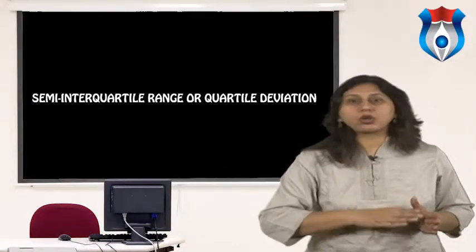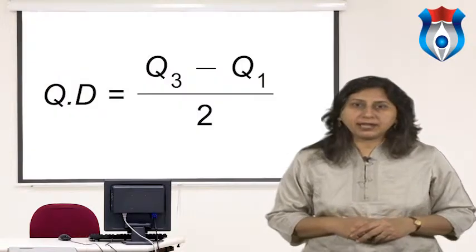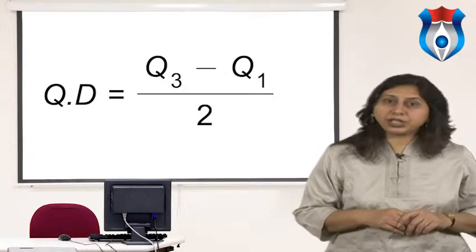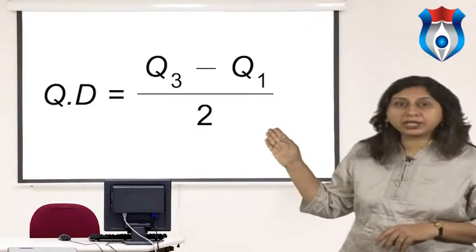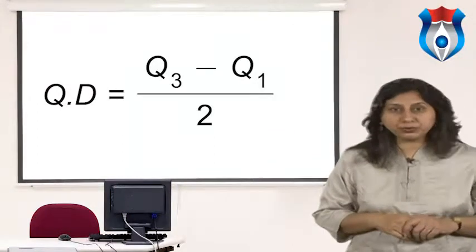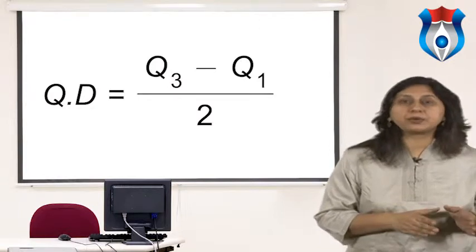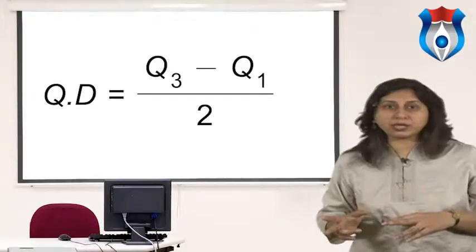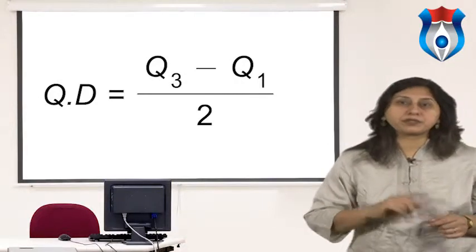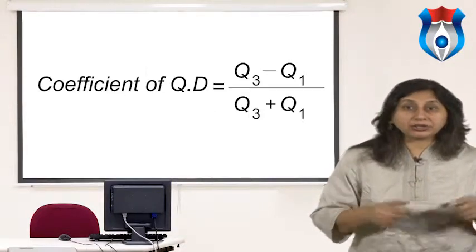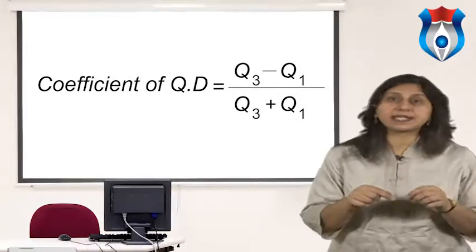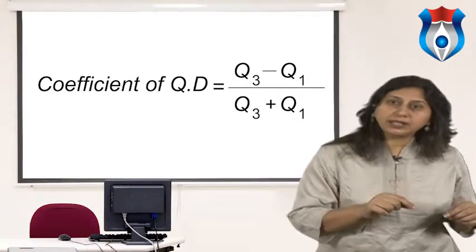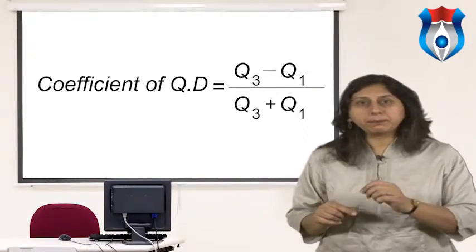Semi-interquartile range or quartile deviation. Let us see how quartile deviation is calculated. QD is equal to (Q3 minus Q1) by 2, where QD is equal to quartile deviation, Q3 is equal to third quartile, Q1 is equal to first quartile. Now the coefficient of QD is calculated by (Q3 minus Q1) divided by (Q3 plus Q1).